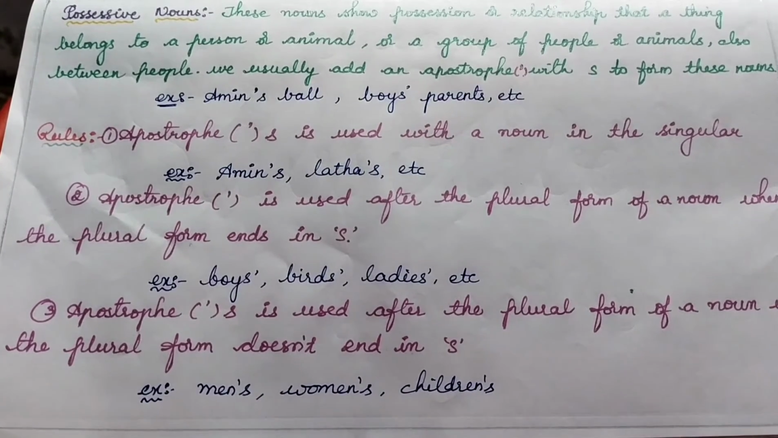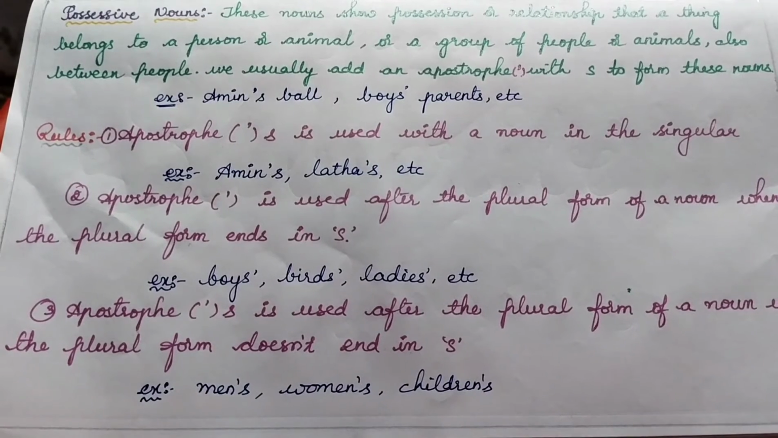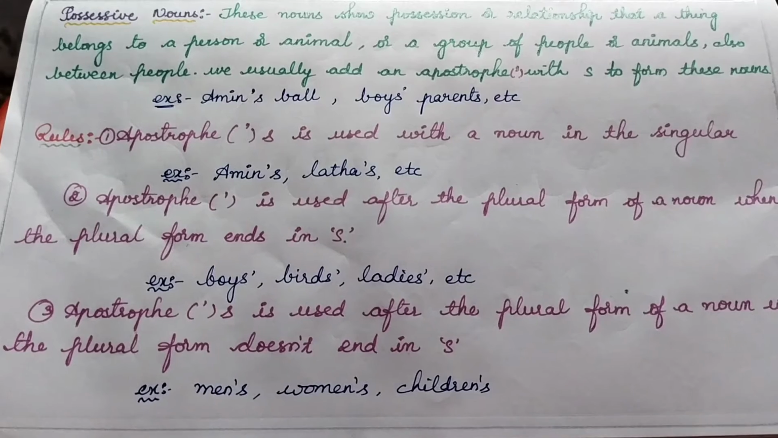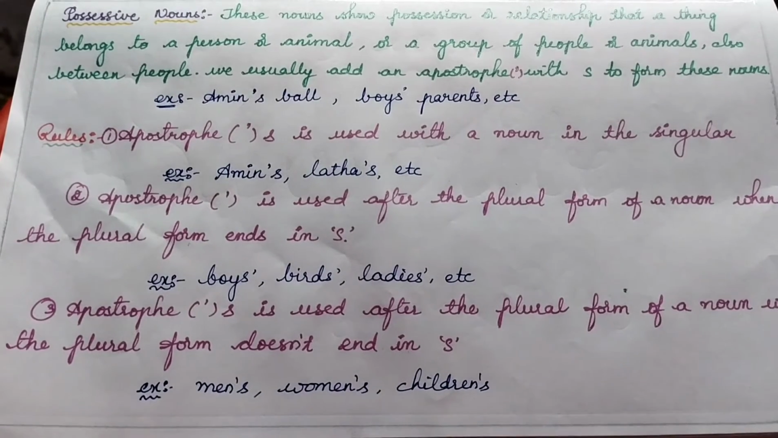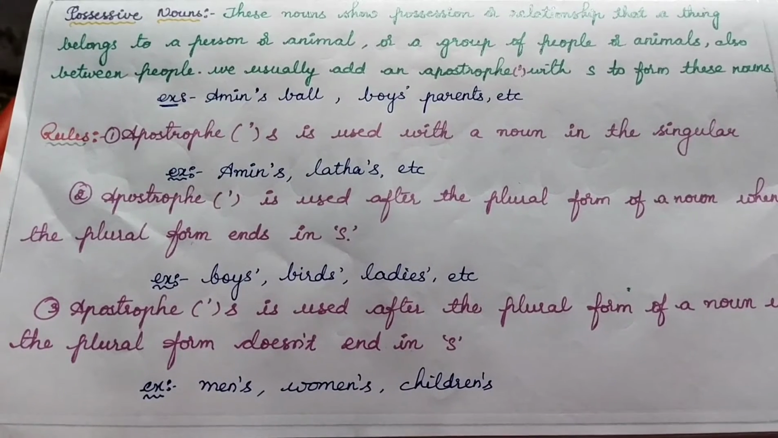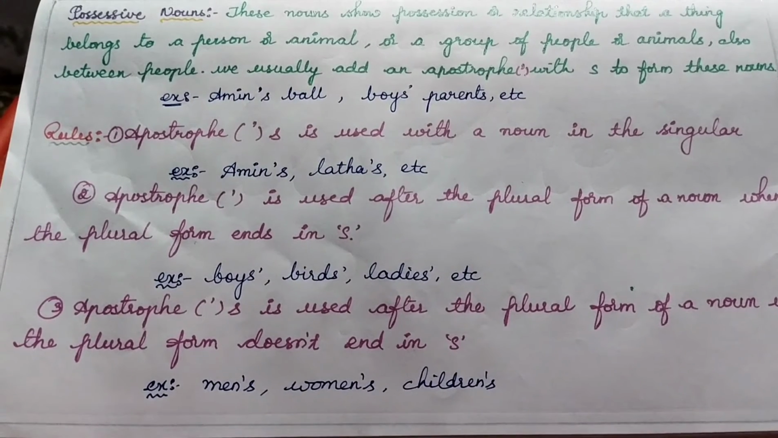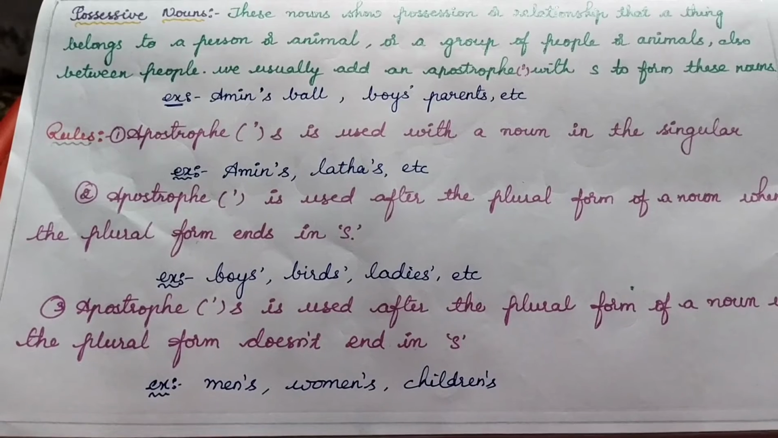For instance, a man's ball. A man apostrophe s ball. So the ball belongs to a man. It shows the relationship between the thing and a person. Boys' parents. Boys apostrophe parents.